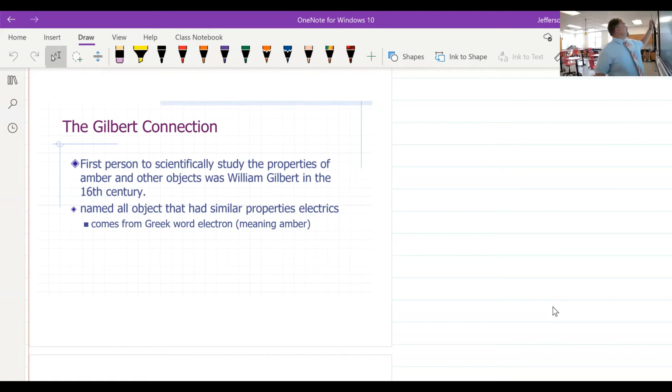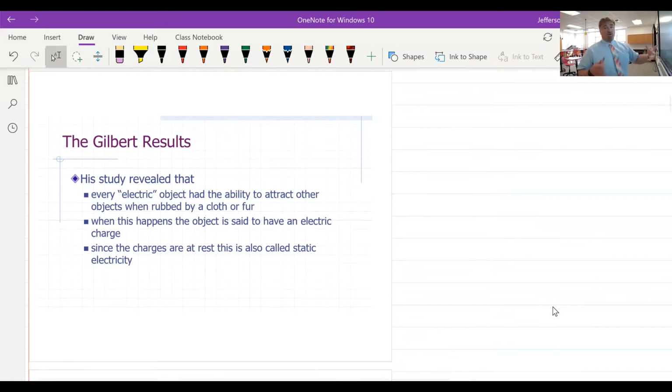He named everything that had these properties "electric," which actually came from the Greek word electron, and electron is amber in Greek. So William Gilbert gets credit for doing the first scientific study of all this. What Gilbert came up with is that every electric object had the ability to attract other objects, not just electric objects but any other object, when rubbed with a cloth or a fur. When this happens, he stated that the object obtained an electric charge.